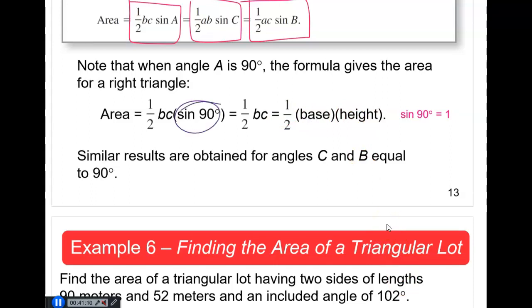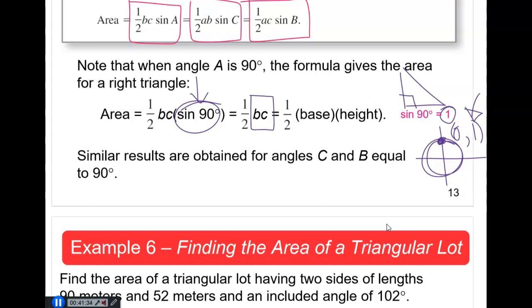because sine of 90, so if this is your 90, sine of 90 based on a unit circle, it will be located here, 90 degrees. So the coordinates at that point of the unit circle will be 0, 1. And remember, the second coordinate gives you the sine value. So sine of 90 is equal to 1. So if we substitute this with a 1, we will just get B times C. So that's why it works.